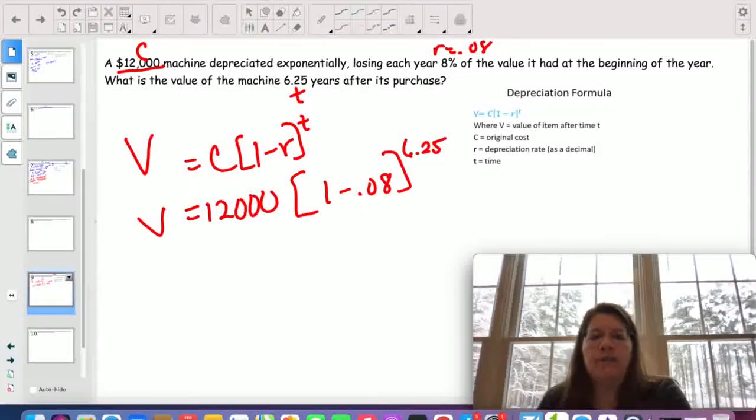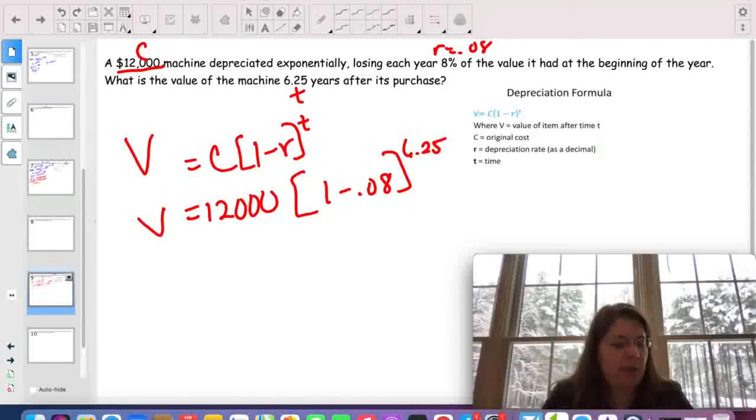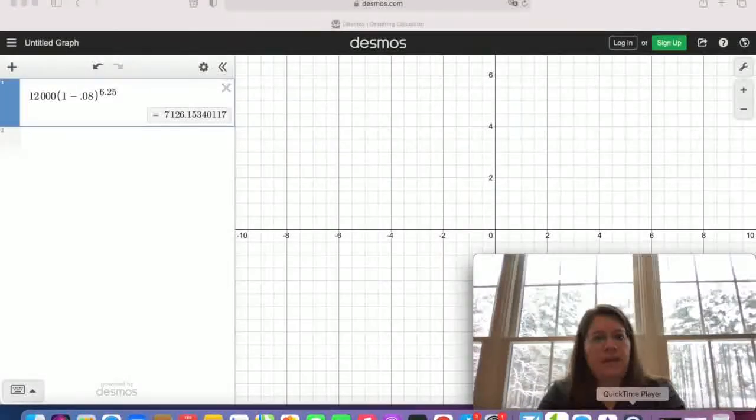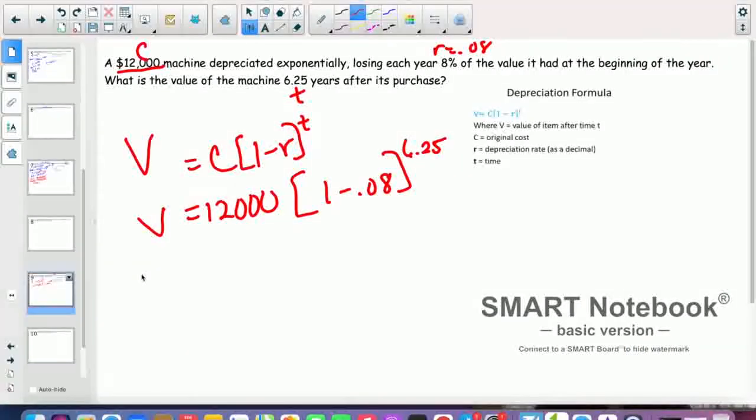So if I plug all of that into my calculator or into Desmos at the same time, I should be able to get the answer pretty easily. So if I go into Desmos, you can see I've put it into Desmos, and that gives me 7,126.15 if I round. So that gives me a new value of 7,126.15. And anytime they're asking you about an amount of money, do that in dollars and cents. So you would always round to 2 decimal places.